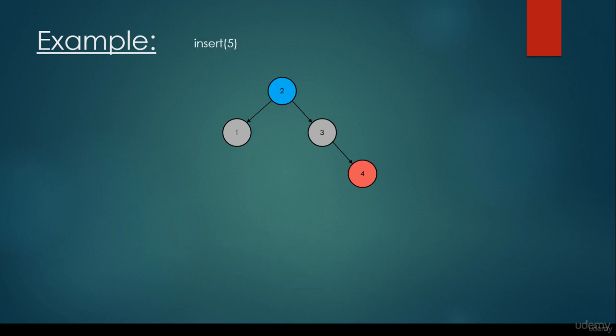Okay, what if I would like to insert 5? 5 is greater than the root node, so we go to the right. 5 is greater than 3, so we go to the right. 5 is greater than 4, so we insert 5 to be the right child of 4. And because it is a new node, we insert it with the color red.